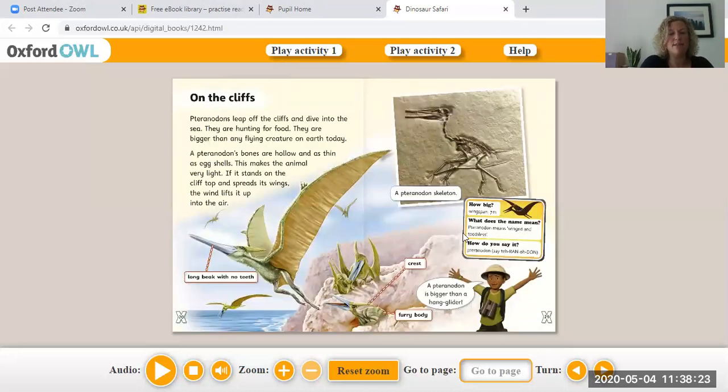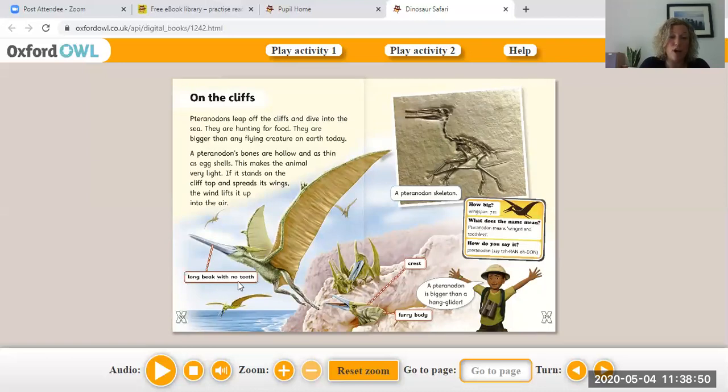On the cliffs, pteranodons leap off the cliffs and dive into the sea. They are hunting for food. They are bigger than any flying creature on Earth today. A pteranodon's bones are hollow and as thin as eggshells. This makes the animal very light. If it stands on the cliff top and spreads its wings, the wind lifts it up into the air.